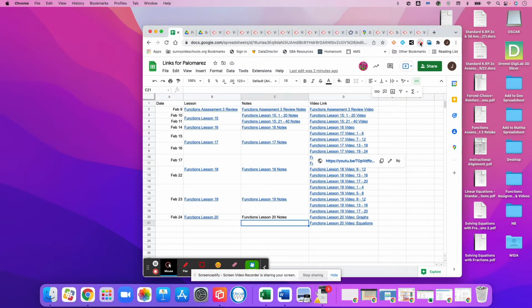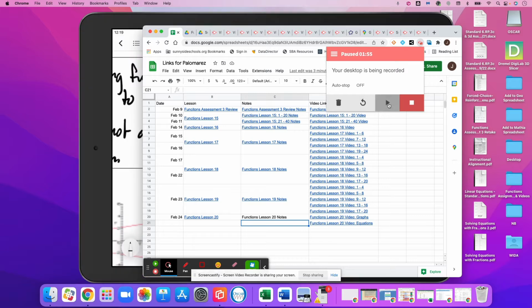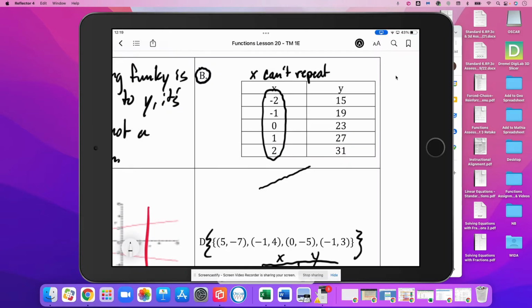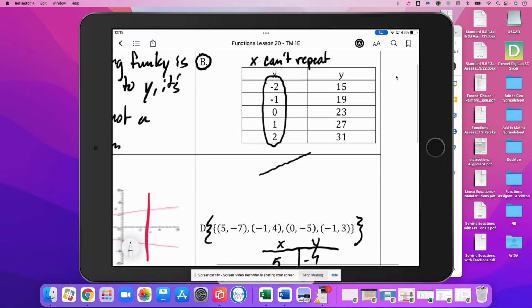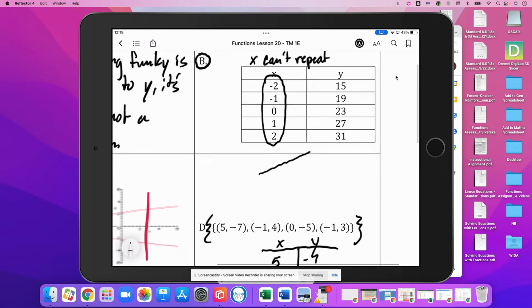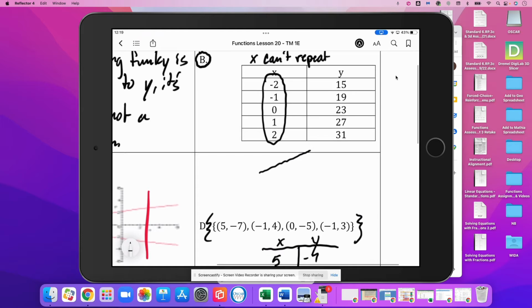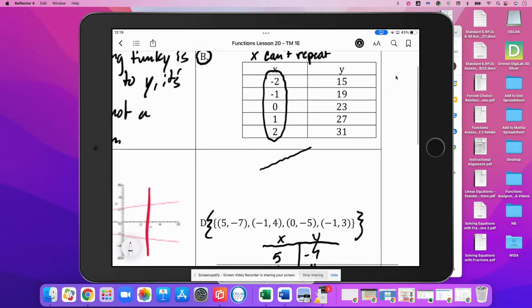My iPad just disappeared. Weird. One moment. Okay, got it back.